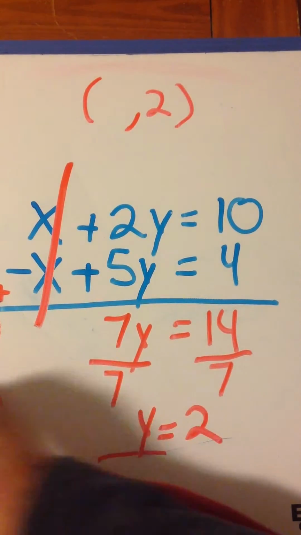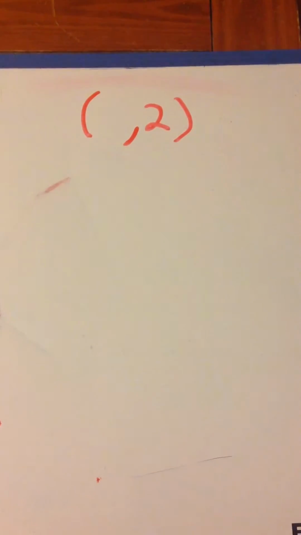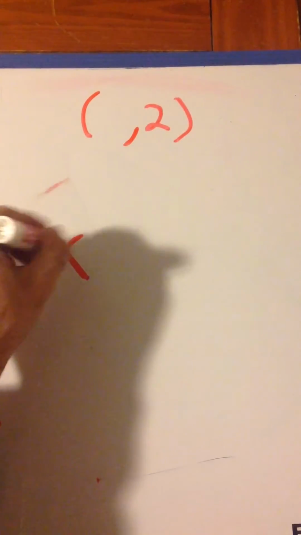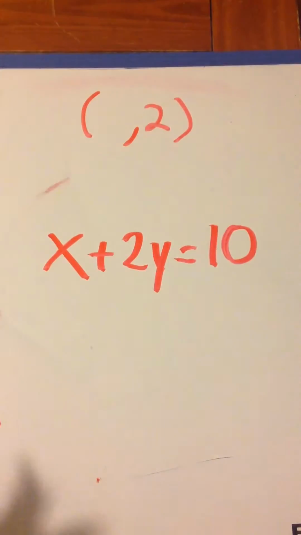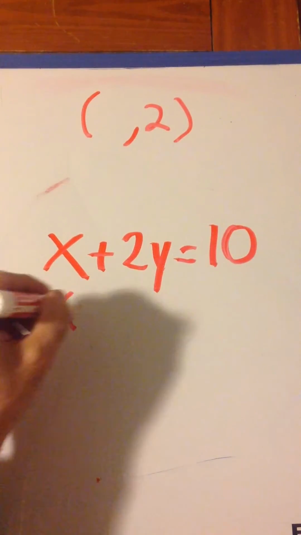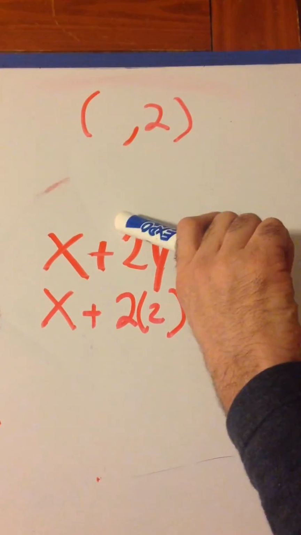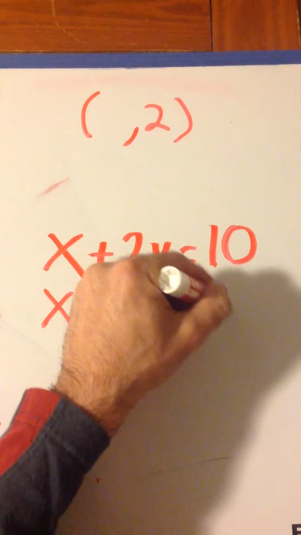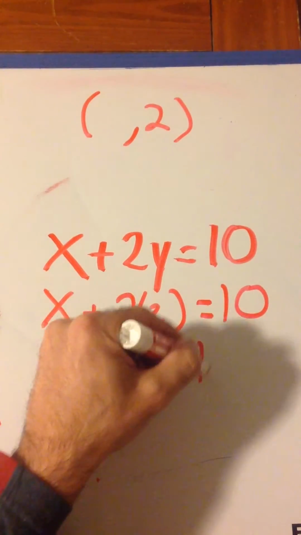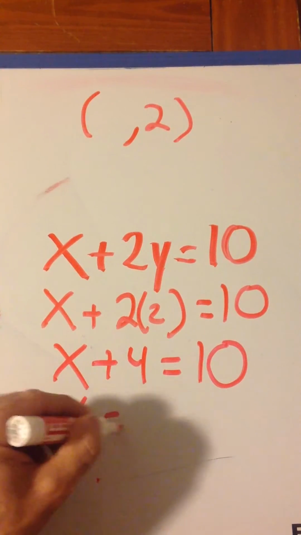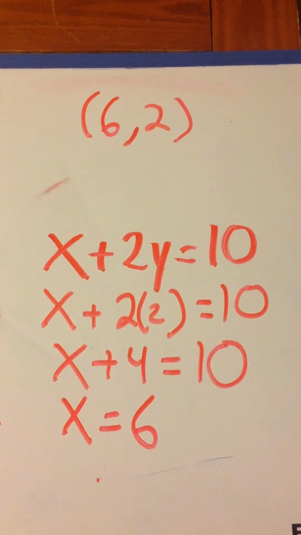So let's take the original equation. Now we had x plus 2y equals 10. Just plug in the 2 for the y. So we have x plus 2 times 2, because anytime you see a number next to a letter, it's multiplication, equals 10. X plus 4 equals 10, and we know now, just by looking at it, that x has to be 6. So our solution would be 6, 2.